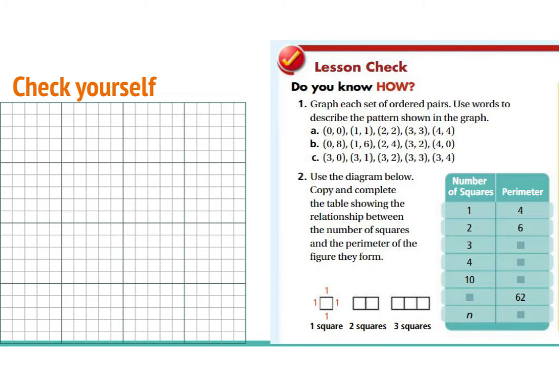Seems like we're pretty good. Go ahead and try the lesson check. Okay, answer these on your own. Any ones that you don't understand, listen to or watch this video so I can go over them with you, okay? So the lesson check. Graph each set of ordered pairs. Use words to describe the patterns shown in the graph.